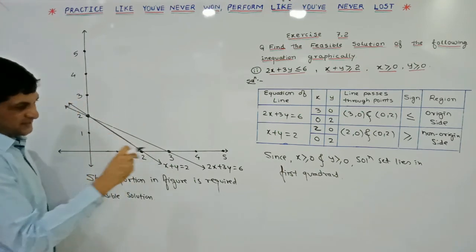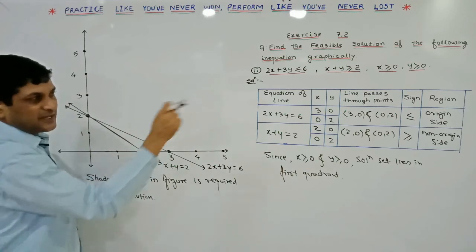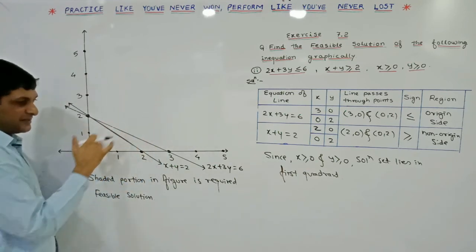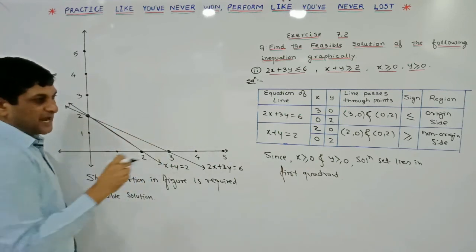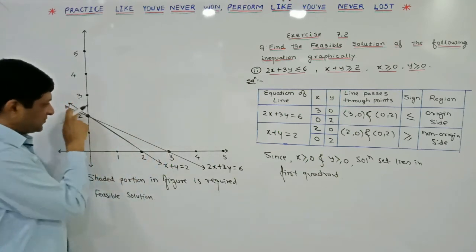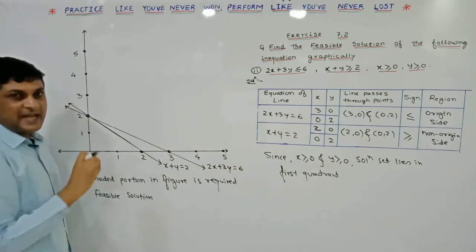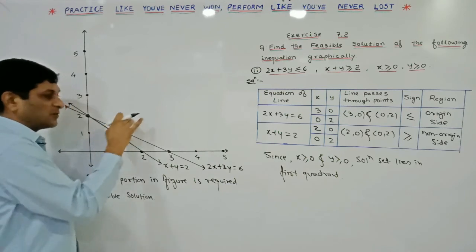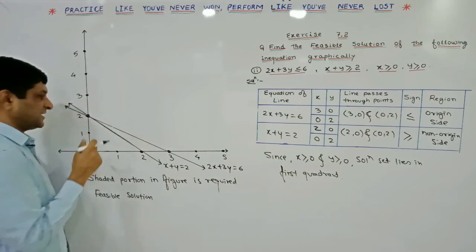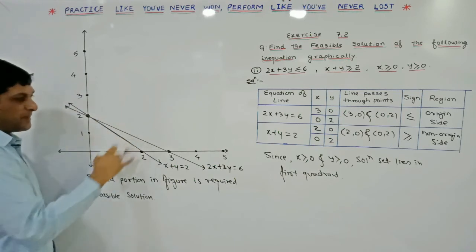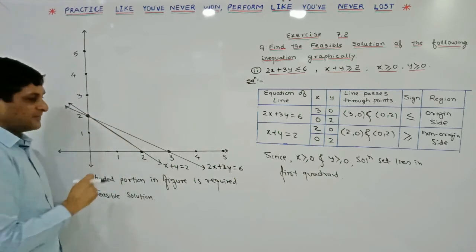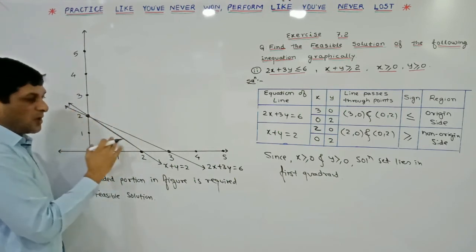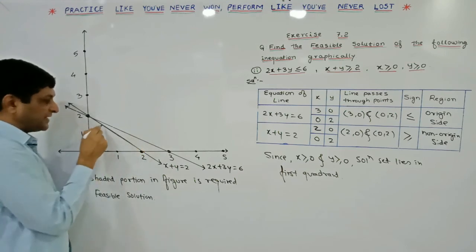So for the first line, less than or equal to means the origin side part, this part will be the solution set. And for the second line, greater than appears in the equation, so for this line the non-origin side part will be the solution set. For the first line the origin side part, this part is already deleted, and for the second line the non-origin side part means this part will get deleted.